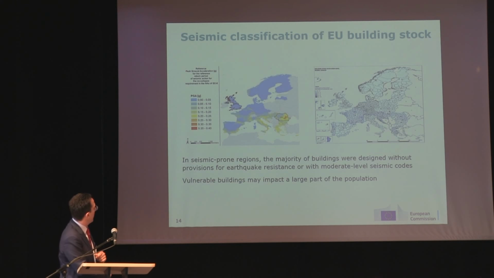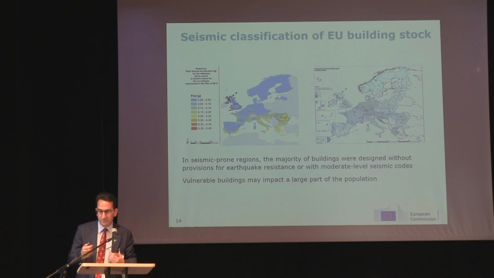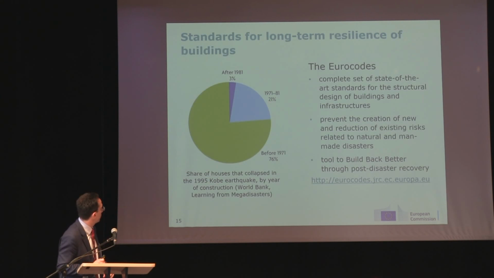And if you compare the design PGA or peak ground acceleration map of Europe on the left of the slide with a map of the population density or building density in Europe, you see that in the seismic prone regions, which are marked in yellow or orange here, the majority of buildings were designed either without provisions for earthquake resistance or using outdated seismic codes, which points to the degree of vulnerability of the existing building stock in Europe to earthquakes.